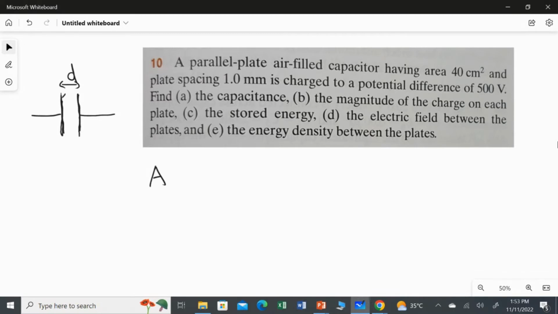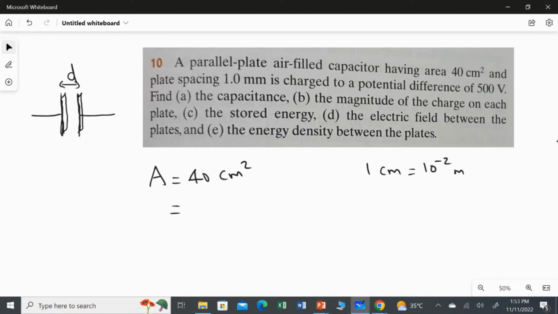Here the value of the area of the plates is given. What is the value of the plate area? The area is 40 centimeter square. If you convert this into meters, we already studied that 1 centimeter is equal to 10 power minus 2 meter, and we have the square here.